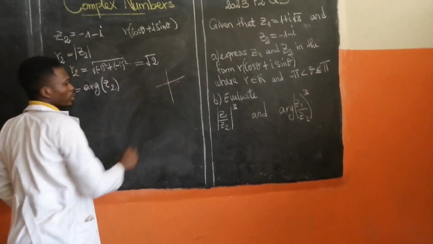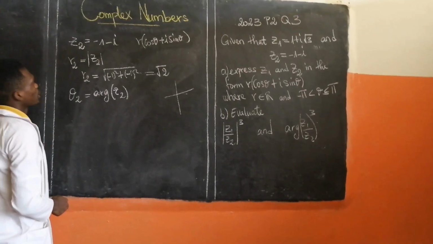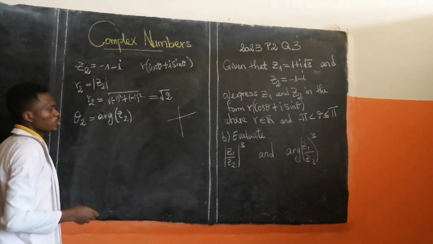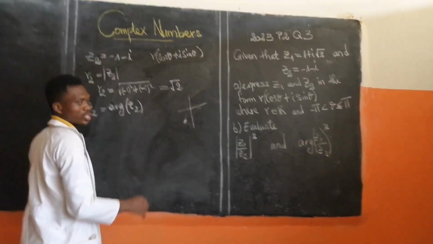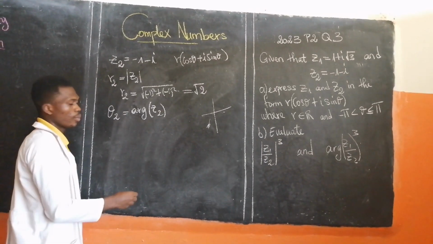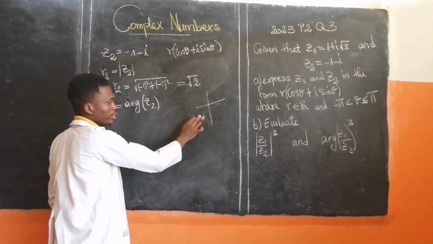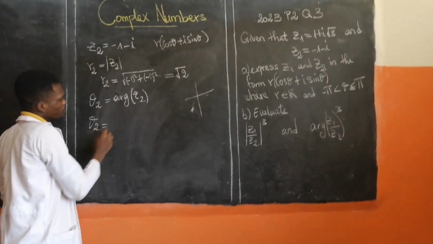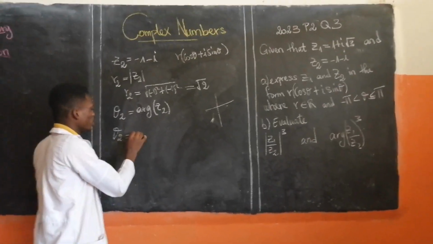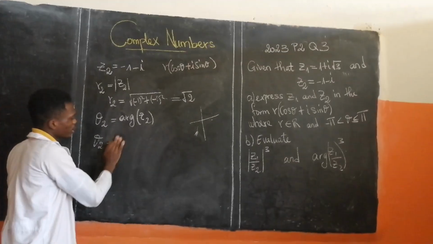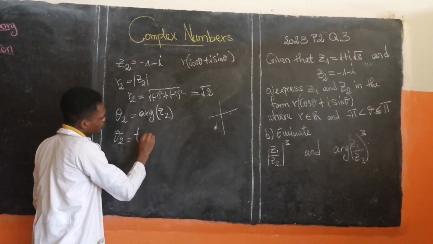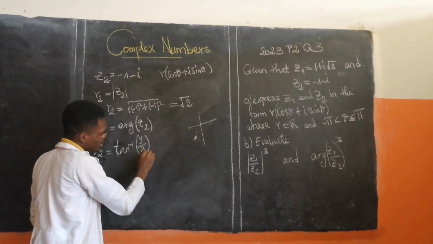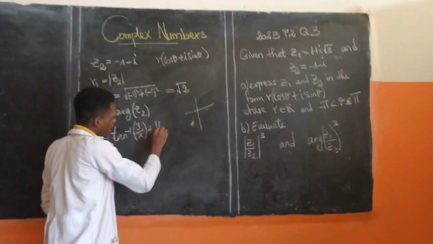Now if we plot Z2 on the Argand diagram, we have negative real, negative imaginary, so it's going to fall in the third quadrant. If it falls in the third quadrant, it means theta 2 is going to be equal to the tan inverse of y on x, then plus pi.